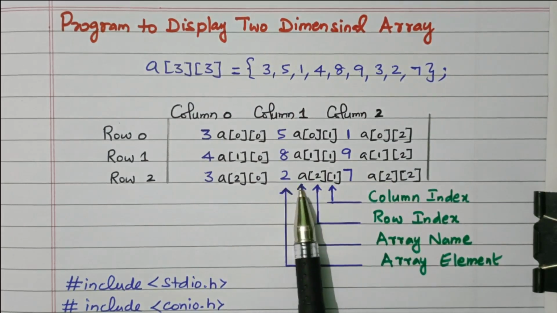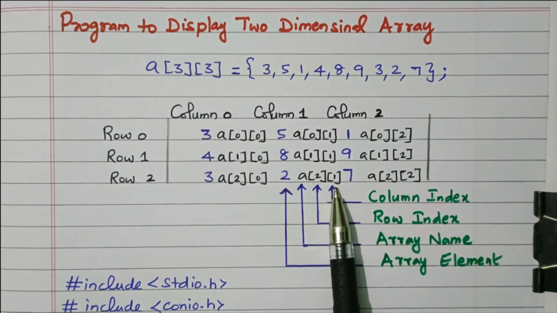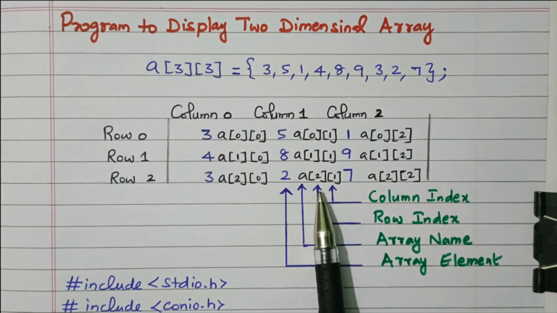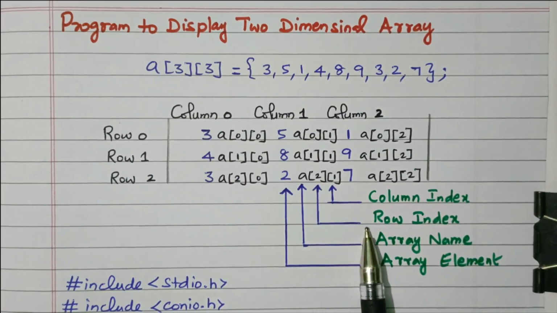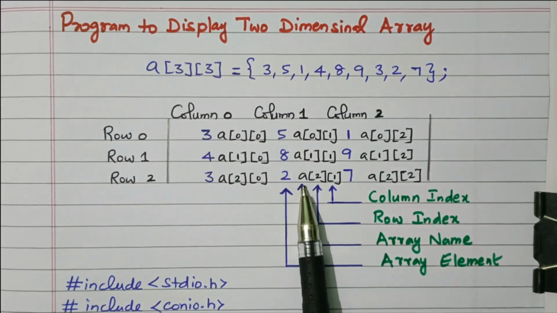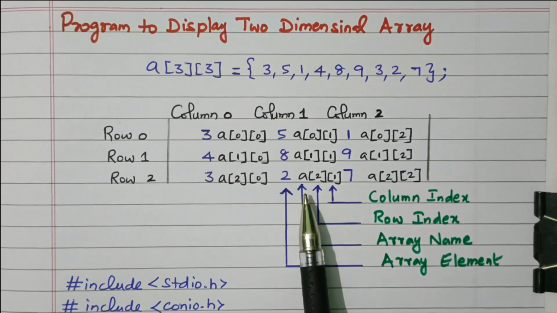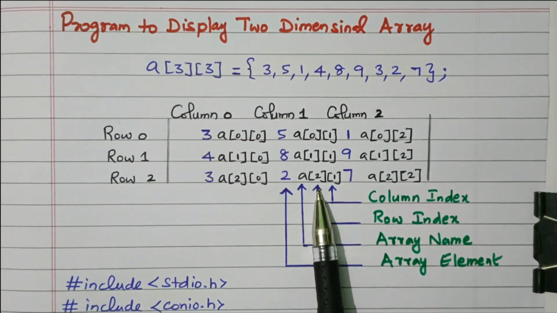Now we will analyze this. This number is the column index, and this number indicates the row index. A is the array name, and this is the array element. Here A is the array name, and 2 indicates the row index.